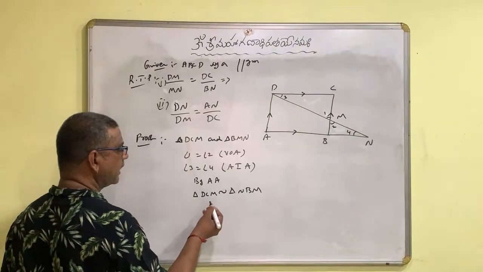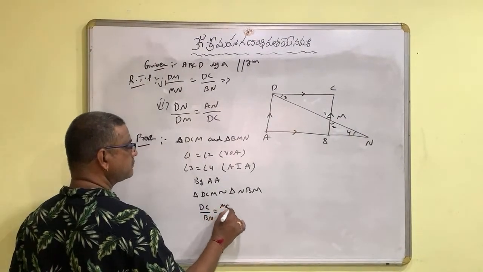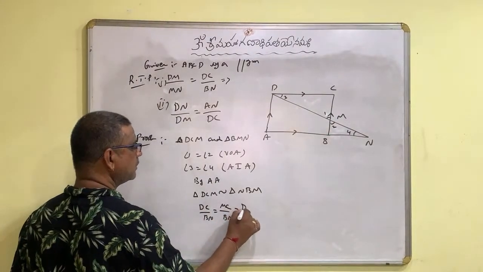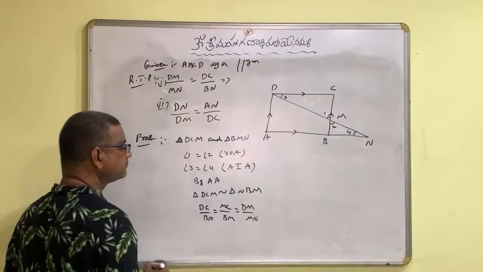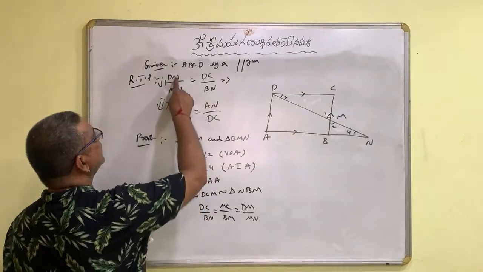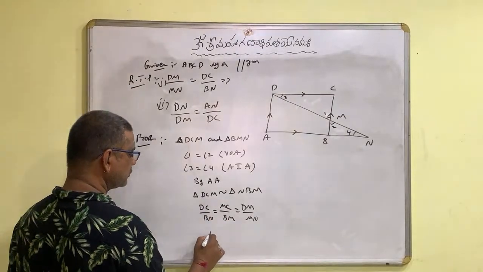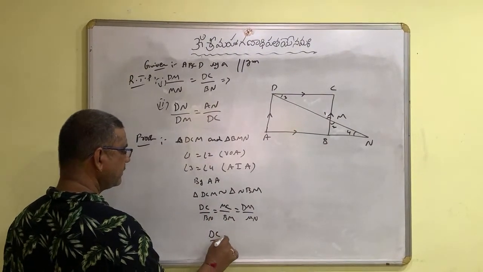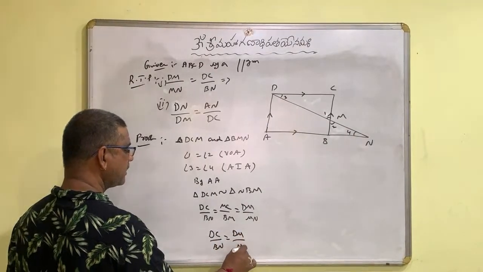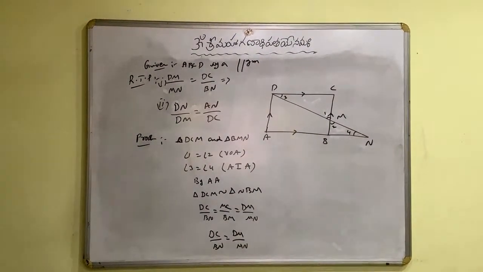Now, write the ratios. DC by BN is equal to MC by BM is equal to DM by MN. So here, what is our answer? All the three ratios are equal. So DC by BN is equal to DM by MN. The first one is done.